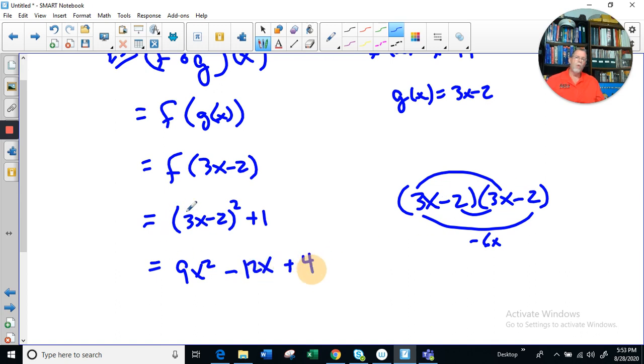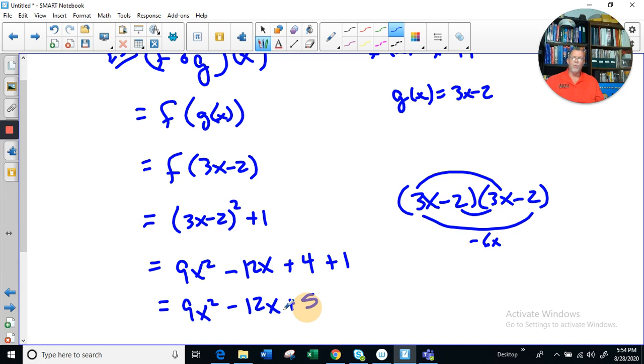This is the quicker way of doing 3x minus 2 squared. Just take this quantity, 3x, square it, multiply these two, negative 2 and 3x, make negative 6x, and double it. You get negative 12x. And then take negative 2 and square it, you get positive 4. And don't forget, you still had a plus 1 there. Okay, so now combining like terms, I get 9x squared minus 12x plus 5. And we have our result for f of g of x.